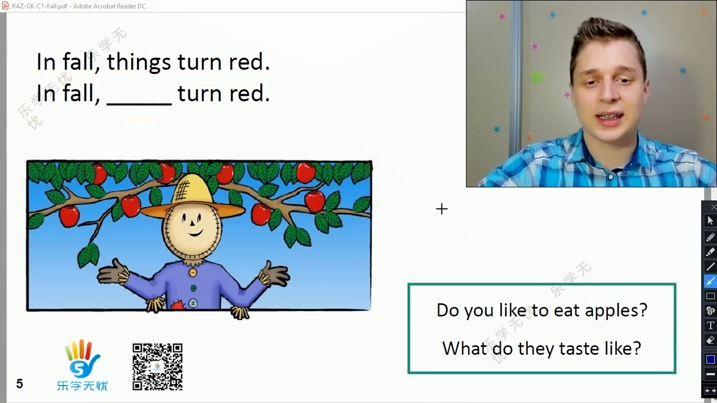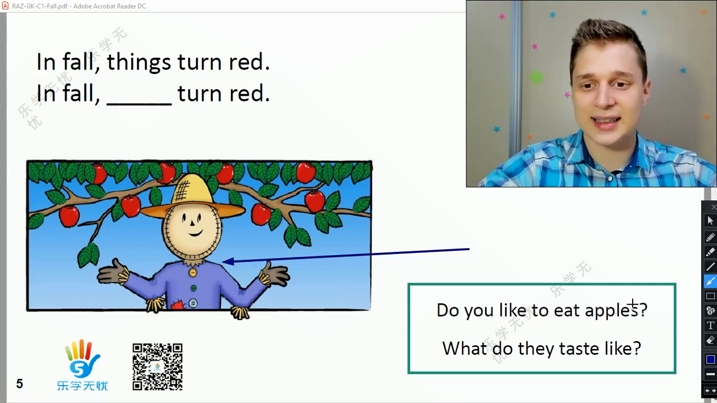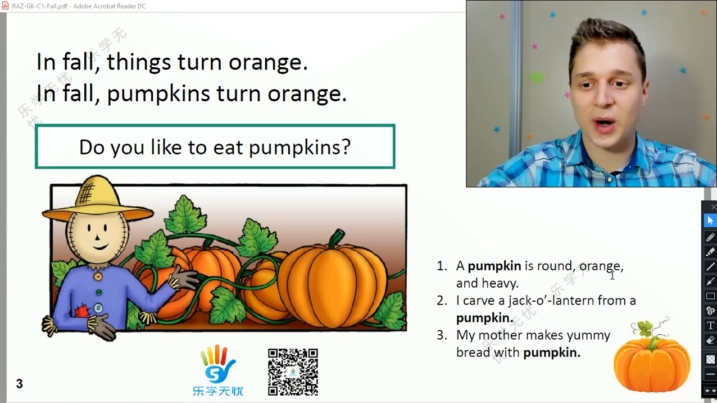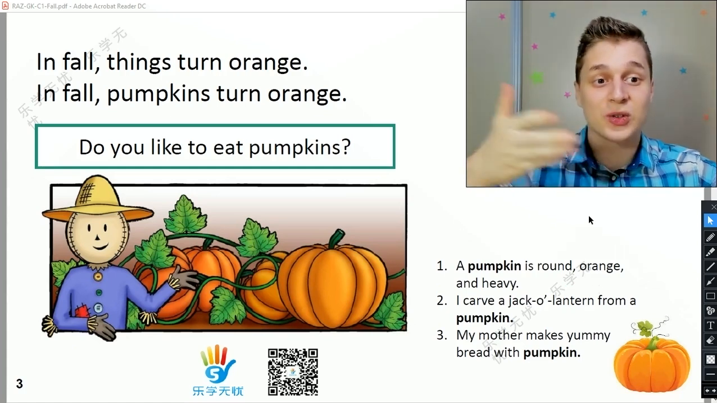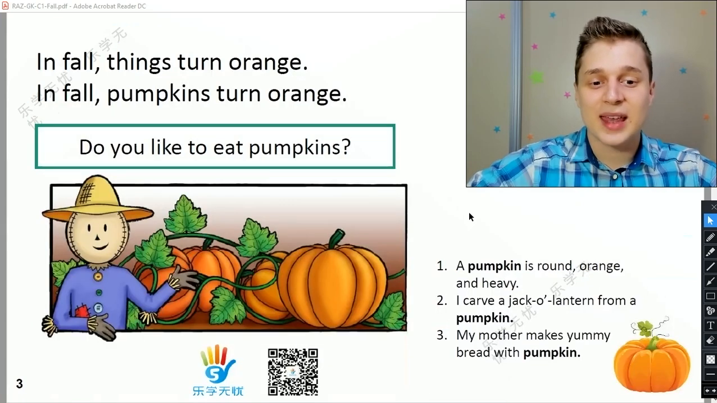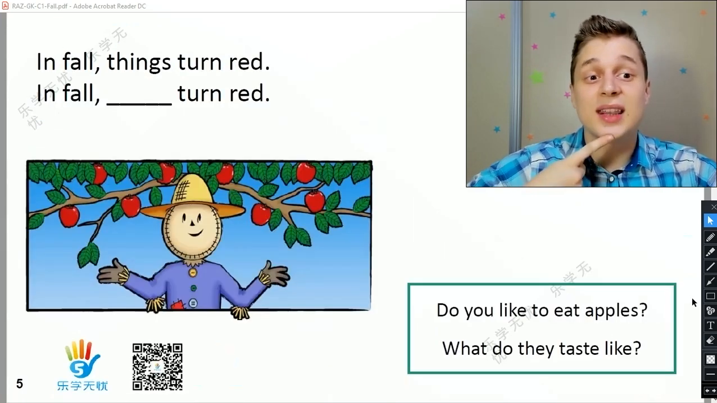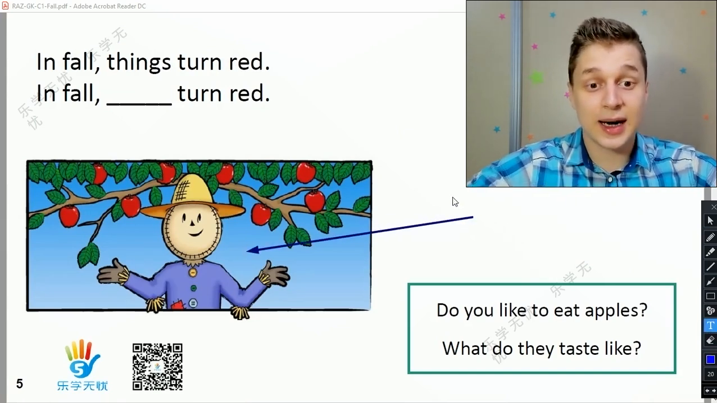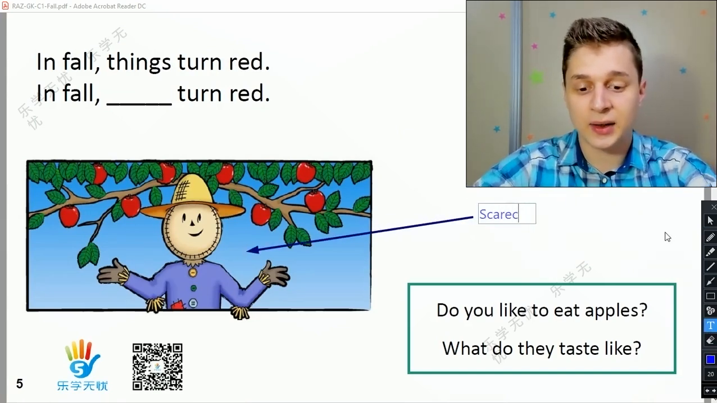Let's see who's leading us through this story. Who is this guy? Do you maybe know? We can see him throughout our whole story trying to explain to us what fall is like. This guy is called the scarecrow. Let's say this word together. This is our friend, the scarecrow.